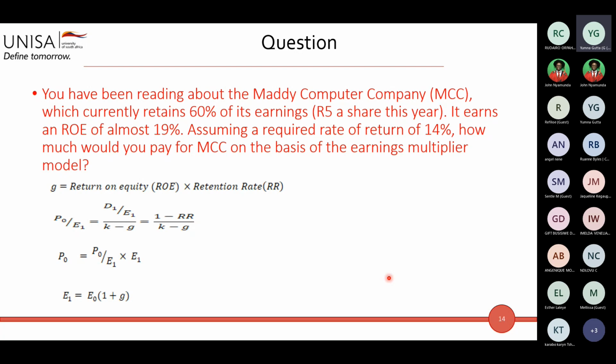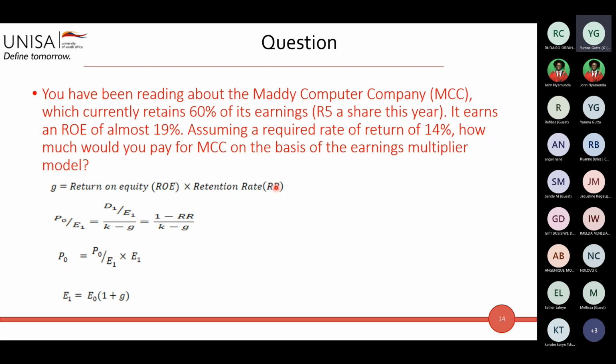You have been reading about Medi Computer Company, which currently retains 60% of its earnings, which are 5 Rand per share this year. It earns a return on equity of 19%. Assuming the required rate of return of 14%, how much would you pay for MCC on the basis of the earnings multiplier model, right? So basically you first need to determine your growth rate. They've given you your return on equity, they've given you your retention rate, right? Then you will calculate your growth rate.